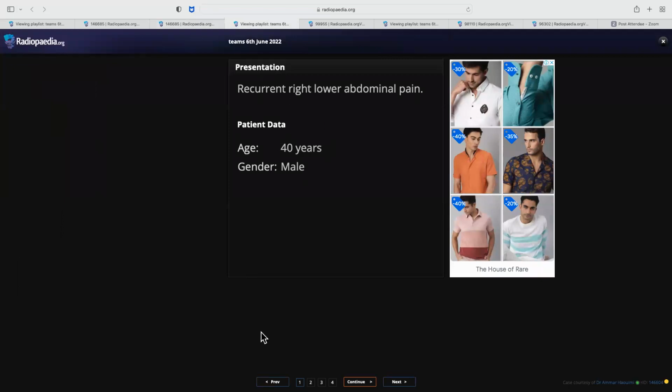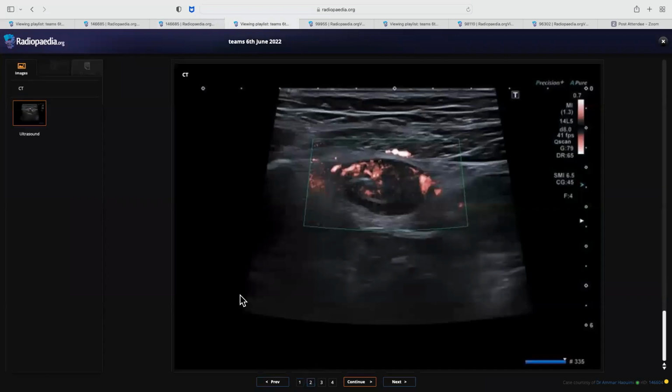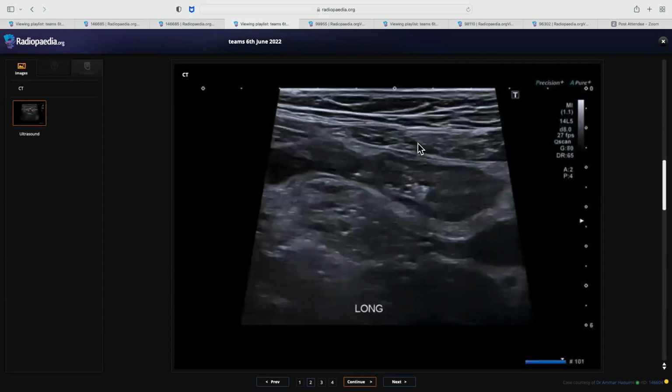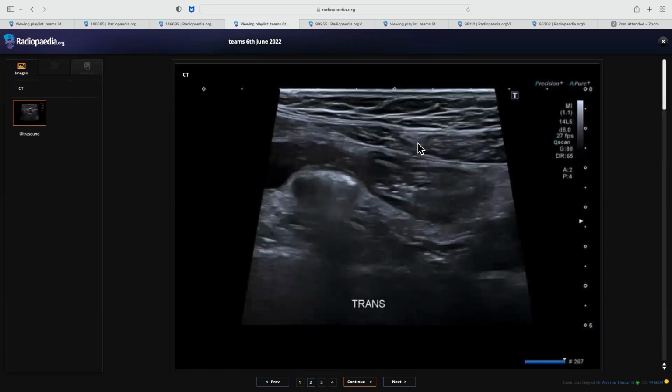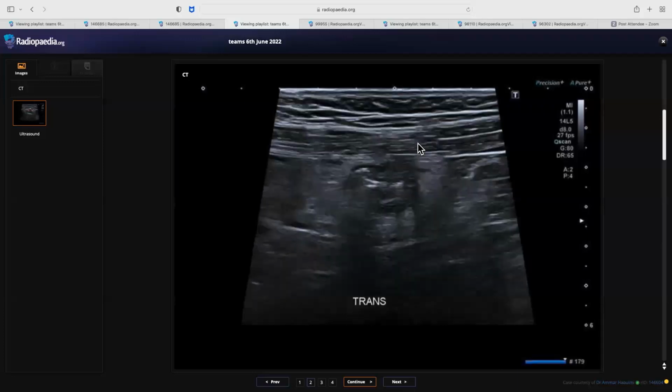A 40-year-old male patient with recurrent right lower abdominal pain. So this is a right lower abdominal region ultrasound. You can scroll if you want, or I can scroll for you. Yeah, I'll scroll.